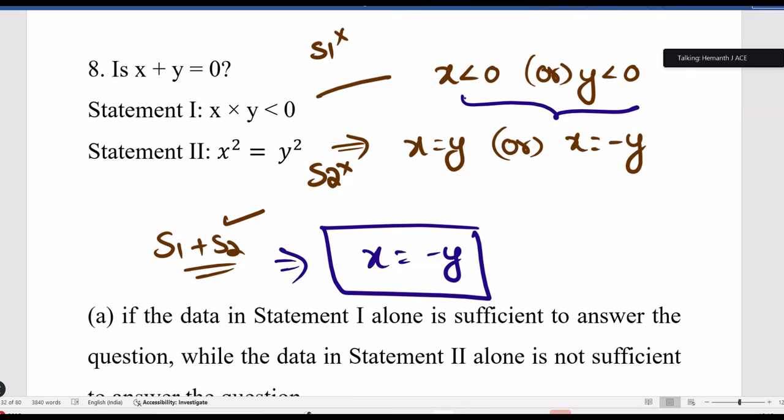x equal to y, no. If, suppose, both are positive, with y positive, x must be positive. Positive into positive will be greater than 0. Here less than 0 is given.